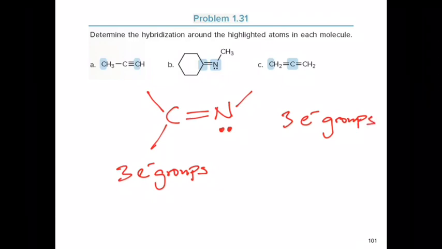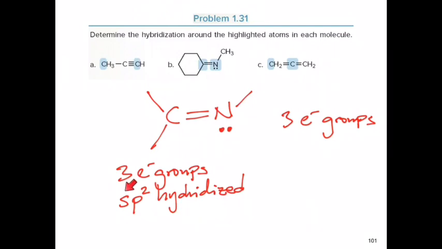And so in that case, since both atoms contain 3 electron groups, they will have the same hybridization. So it would be sp2 hybridized. All right, so you have 1 s and 2 p orbitals for a total of 3. So both of them will be sp2 hybridized.